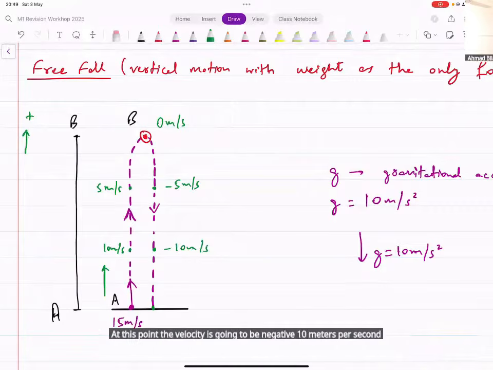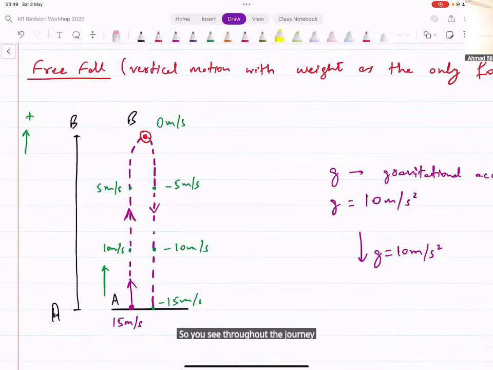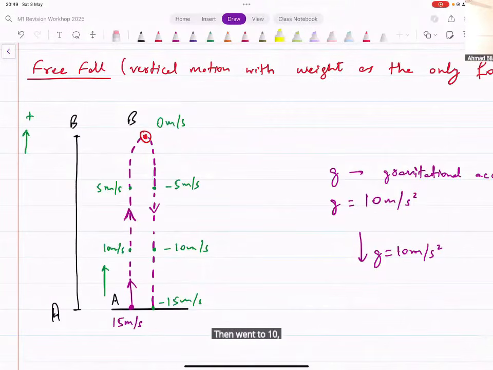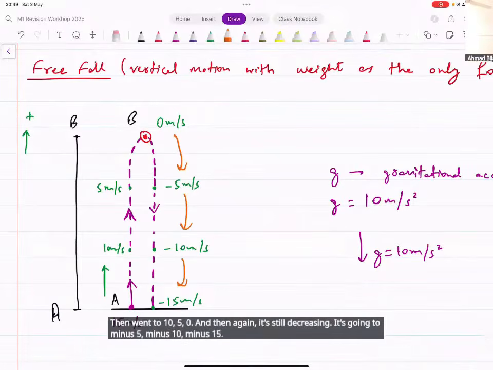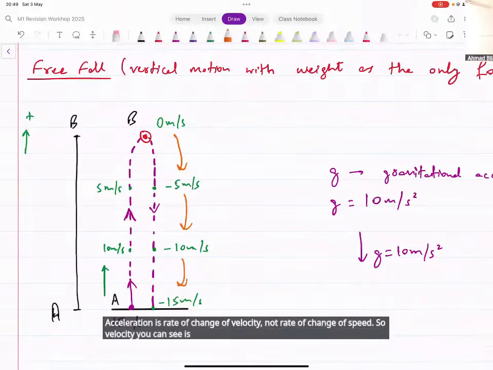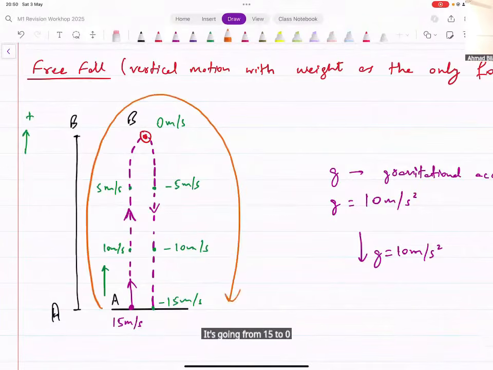And then when it hits the ground, it's going to be -15 meters per second, the same velocity from which it was projected. So you see, throughout the journey, the velocity is decreasing. It started from a positive value, from 15, then went to 10, 5, 0, and then it's still decreasing. It's going to -5, -10, -15. Acceleration is rate of change of velocity, not rate of change of speed. So velocity is decreasing throughout this journey, from 15 to 0 and then to -15.